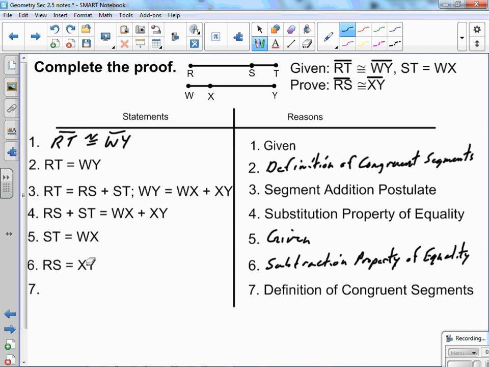And then lastly, we need to end with segment RS is congruent to segment XY. We're saying they're equal. So we're going to end this kind of just like we started. We're switching from equal to congruent. Segment RS is congruent to segment XY, and that's the definition of congruent segments.